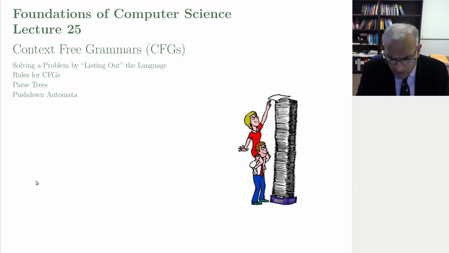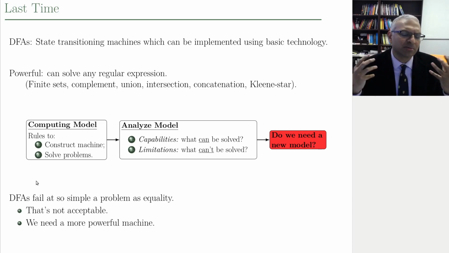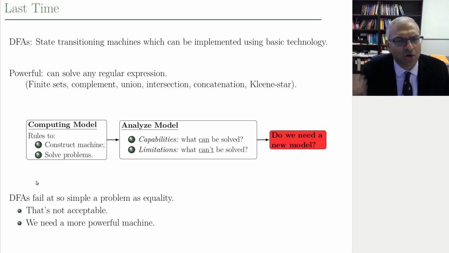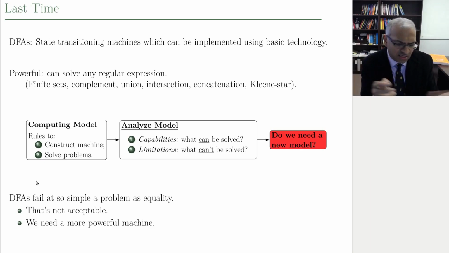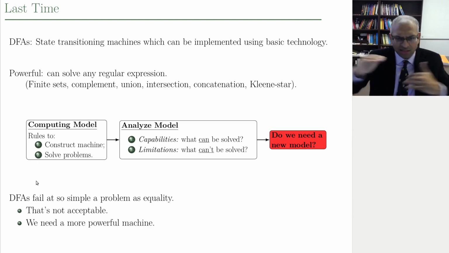Okay, now, before we get going, let's talk a little bit about what we did last time. Last time we introduced this beautiful computing model, basically a very primitive computer, a state transitioning machine, which we call a deterministic finite automaton. It just reads its input, transitions states as it reads, and finally rests in some state when the input's done.